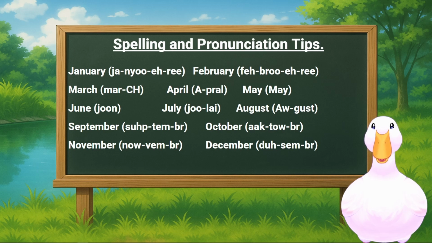We have January, February, March, April, May, June, July, August, September, October, November, and December. Go ahead and pause here so you can learn the pronunciation.